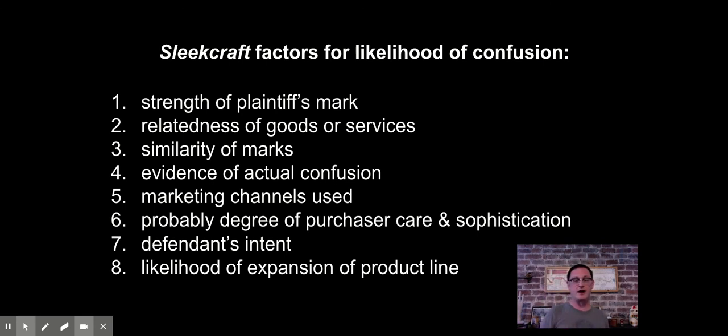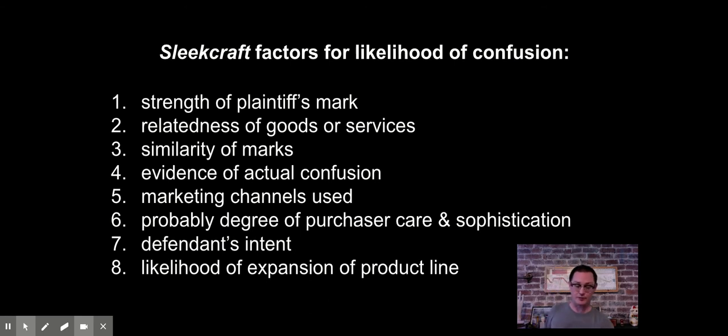Regardless, Kellogg tried to show evidence of actual confusion without a great deal of success. And ultimately, the court essentially said, look, based on all these factors, we don't see a reasonable risk that any consumers are going to be confused about the source of the product. Or to put it another way, consumers aren't going to think that Toucan Golf products are being produced by Kellogg's.